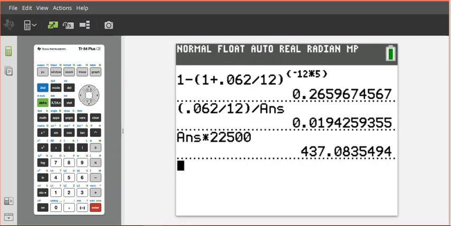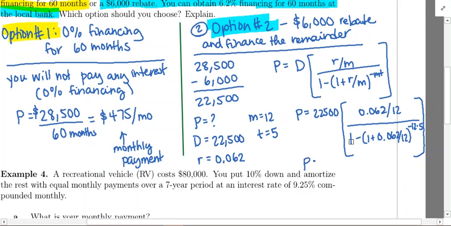For your notes, I'm going to tell you what we got out of the calculator. Oops, wrong thing here. Let me check myself. Okay, so it should be $437 and some change. So here's the full decimal you get. We've got to round it to the nearest cent. So you're going to have 8 cents, since the number that comes after is a 3. So your monthly payment for the rebate option is going to be $437.08.